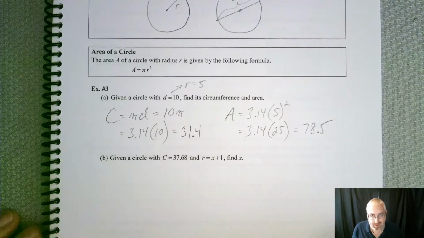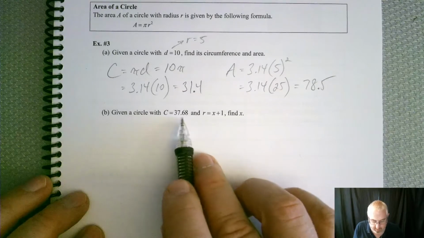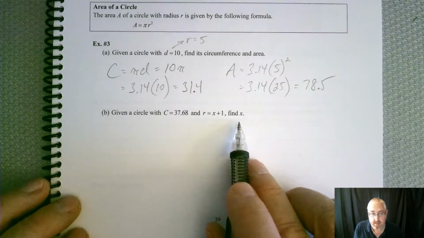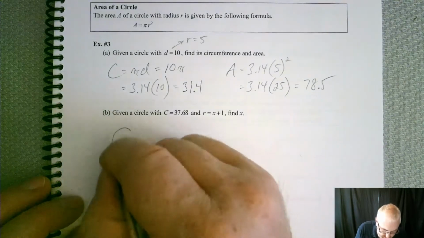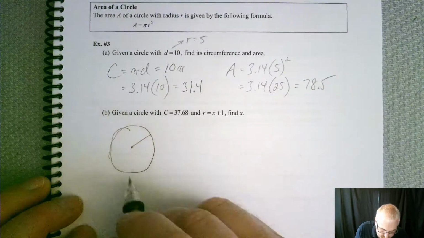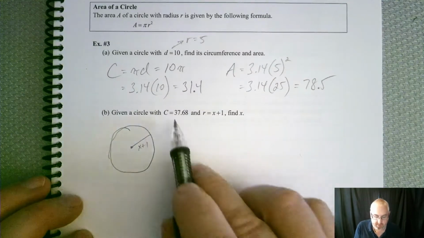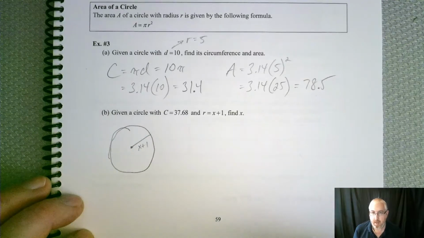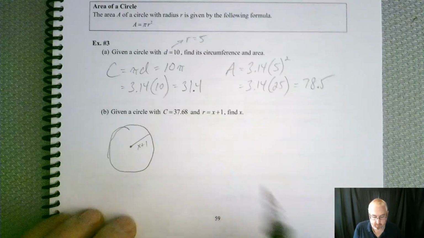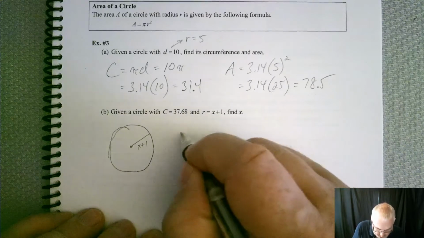Let's try some more challenging ones. How about if we're given a circle with C equal to 37.68 and r is equal to x plus 1, find x. So let's just draw a picture here. So we have a radius, and it's x plus 1. And then the circumference is that. So what do we do? Remember, always start with the formula. So if we're talking about circumference and we're talking about circles and radiuses and stuff, let's put the right formula down.